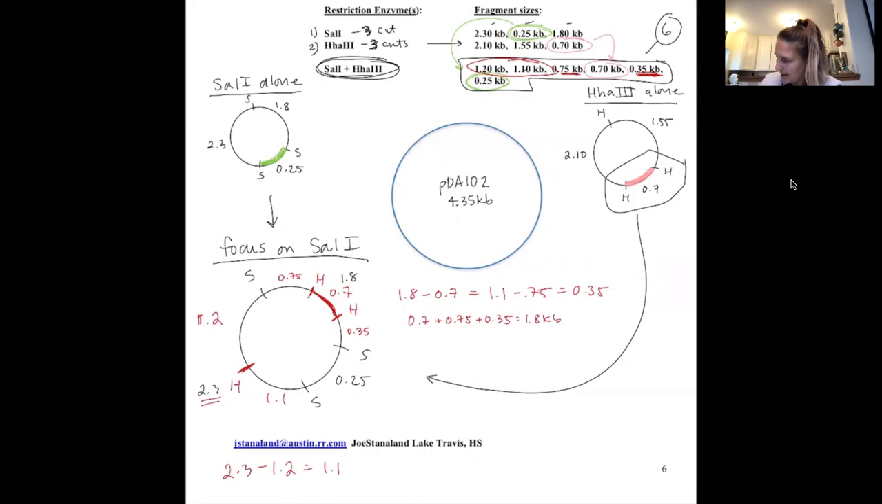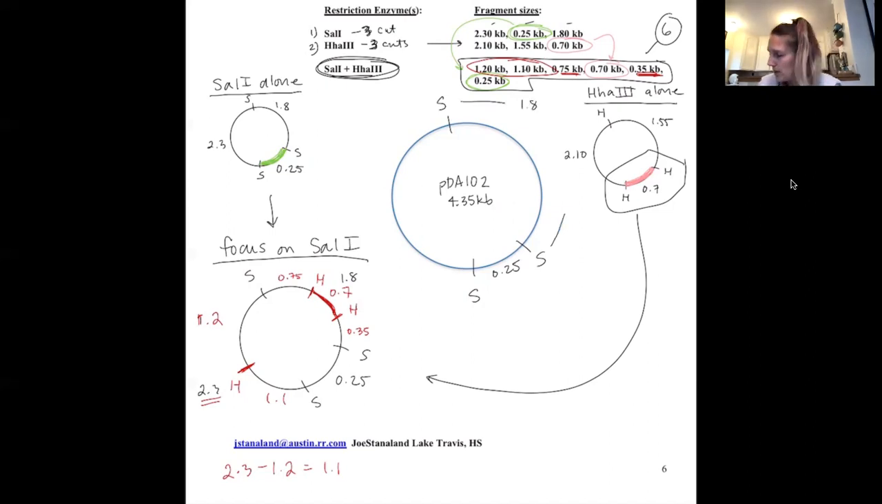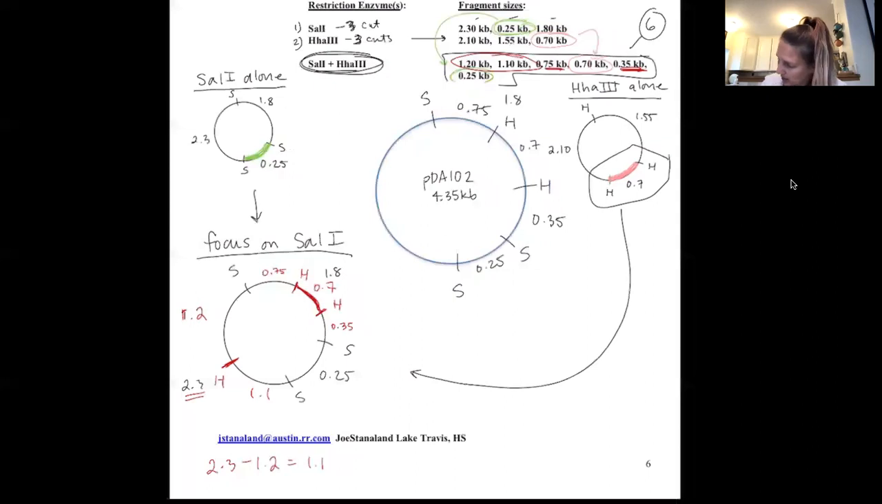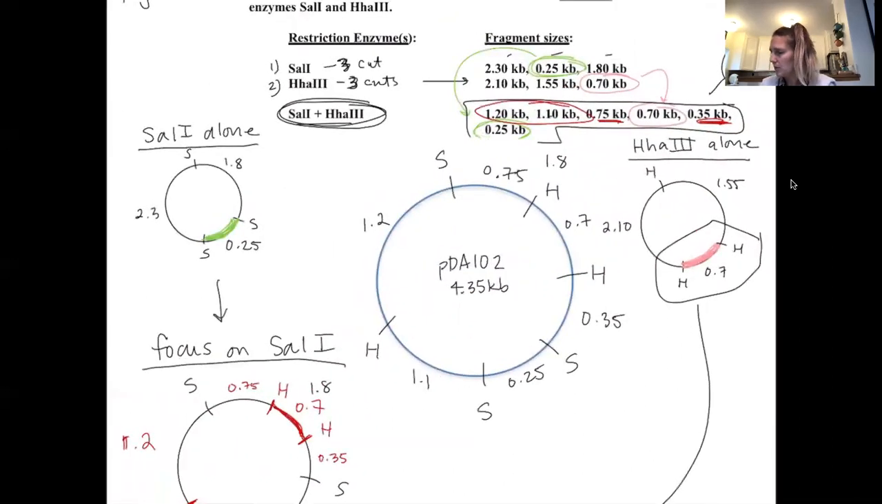So I'm gonna erase some things. And the beauty about plasmid mapping is you can always go back and double check. All right, so I'm gonna have a SAL site here and a SAL site here with our 0.25. I'm gonna have another SAL up here, right? And this fragment from here to here was gonna be 1.8. We now are splitting that up with two HHA sites that make our 0.7. And then on one side, we're gonna have our 0.75, and on our other side, 0.35. And then on this side, we're gonna have one H site, which will break up that 2.3 fragment into 1.2 and 1.1, right?